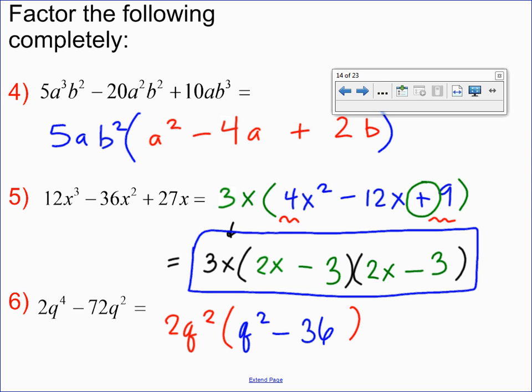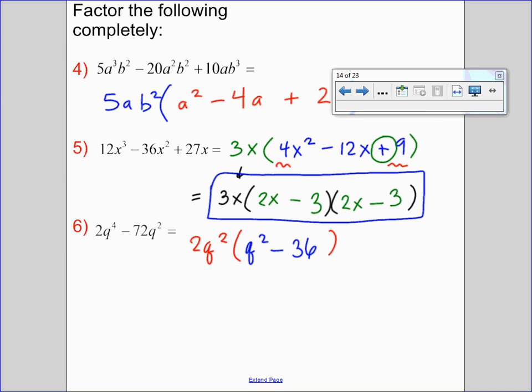Again, don't stop. I've got a binomial. That blue binomial contains perfect square number of 36. So I can keep going and factor that difference of perfect squares into a product of two binomials. Let's do it. So 2q squared. And let's break up that blue binomial.